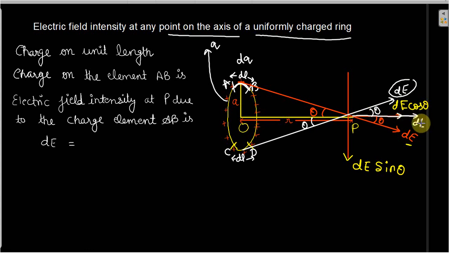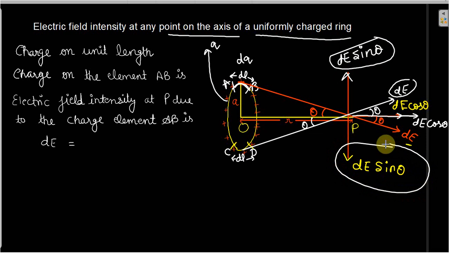This will be your dE cos theta, and the other portion will come toward this side, that is your dE sin theta. Okay, so now all the vertical components: the first one is dE sin theta and dE sin theta, both are equal and opposite, so they will cancel out each other. So there is no contribution of electric field due to this dE sin theta element.